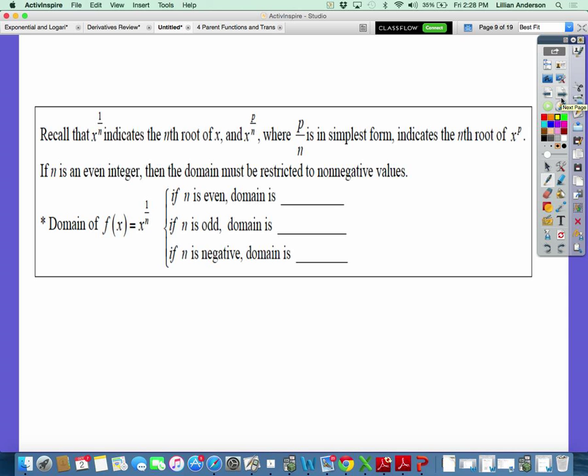Recall from algebra 2 that x raised to the 1 over n indicates the nth root of x. And when x is raised to the p over n, where p over n is in simplest form, it indicates the nth root of x to the p power. If n is an even integer, then the domain must be restricted to non-negative values. Non-negative values. So, if n is even, the domain is what?